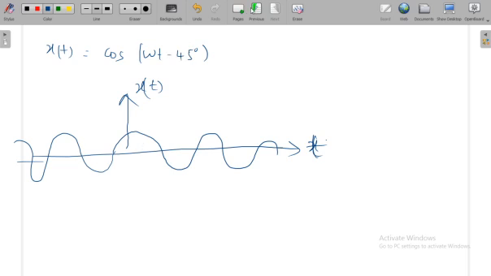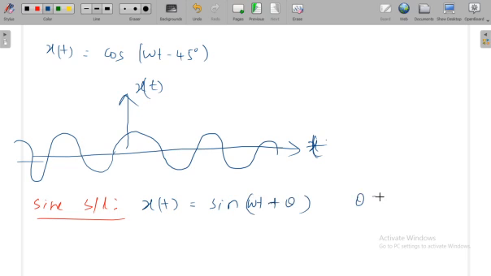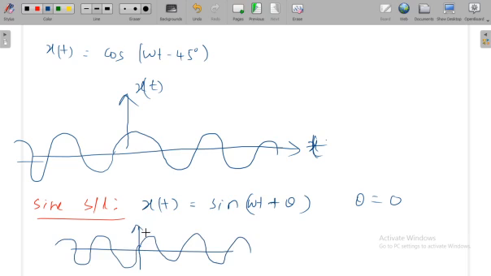Then the next one is the sine signal. Say x of t is equal to sine omega t plus theta. For a moment I assume that theta is equal to 0. If theta is 0, then my diagram goes like this. This is x of t and this is t.